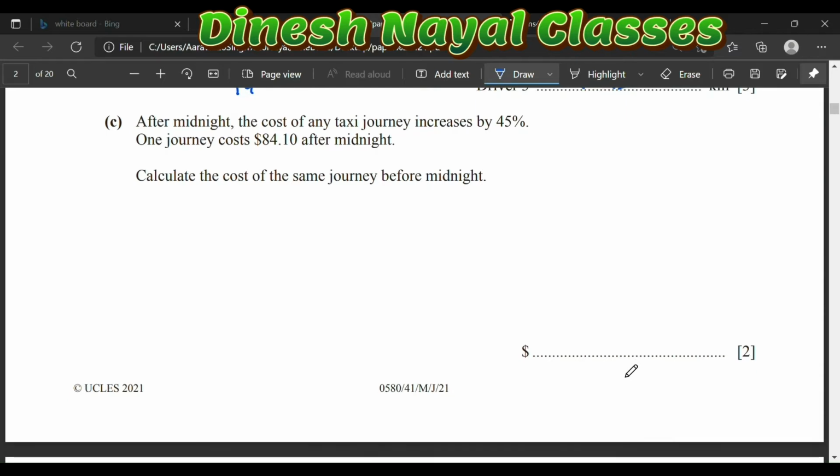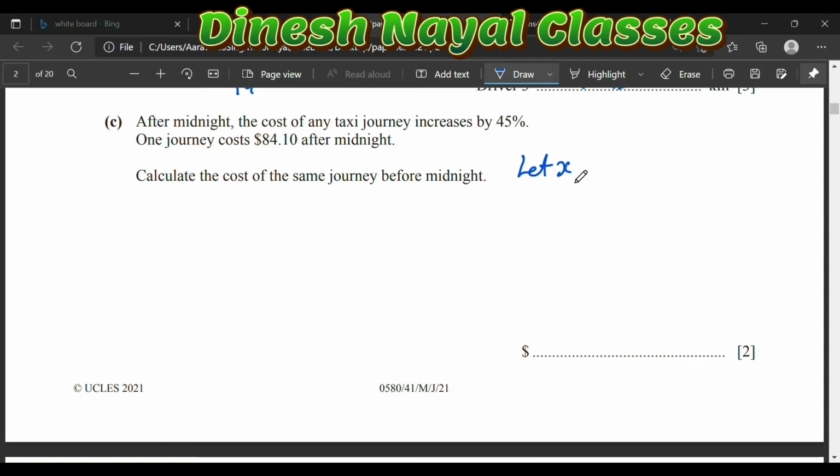C part. After midnight, the cost of any taxi journey increases by 45%. One journey costs $84.10 after midnight. Calculate the cost of the same journey before midnight.